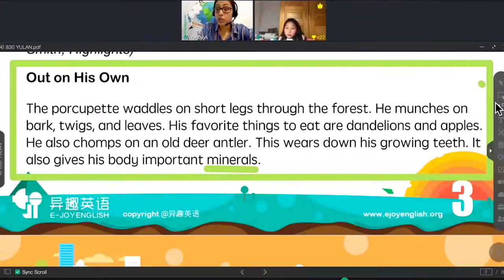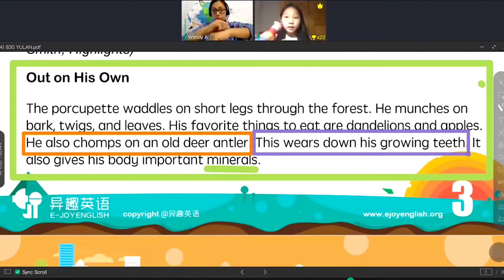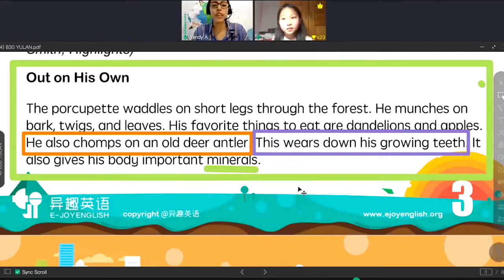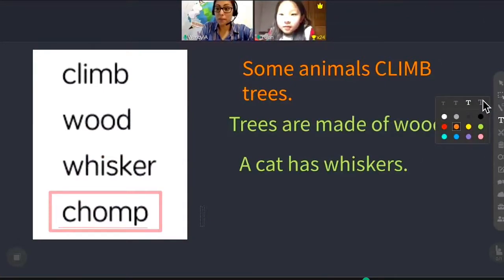Take a look. Here's our vocabulary word, chomps. It says that when he chomps, it wears down his growing teeth. So it helps his teeth. So what do you think chomps means? Is it like very strongly chomps? Yes, okay, good. You included a very good word, so very strongly. But what does he do very strongly? I think it's like eat. It's the process of eating, but it's kind of like when you start to eat, you bite something. So you chomp it. So can you make a sentence with chomp?